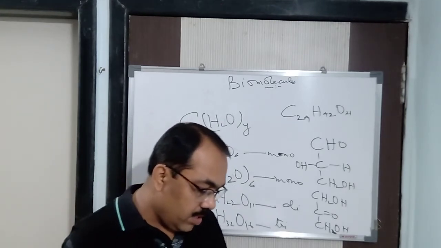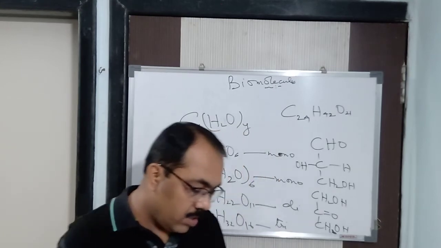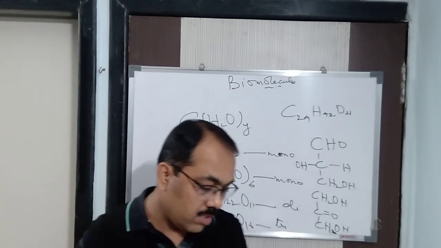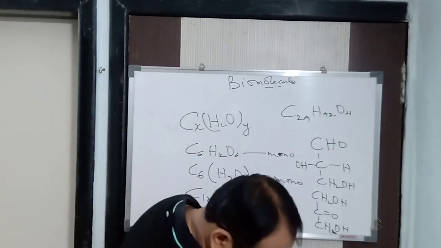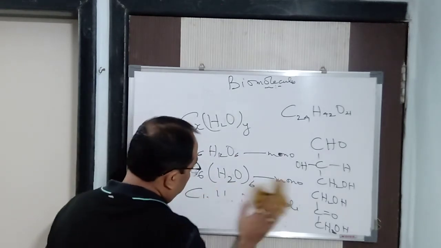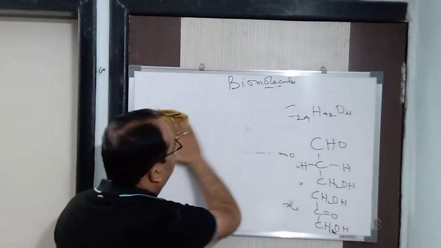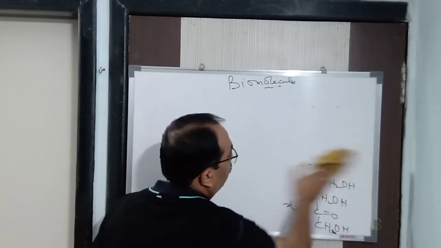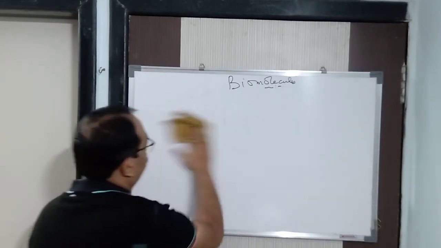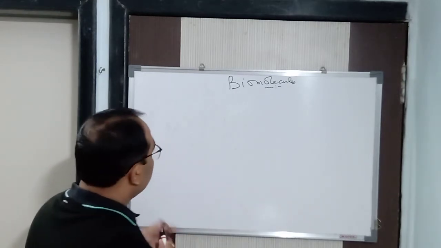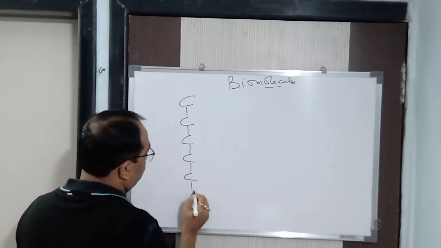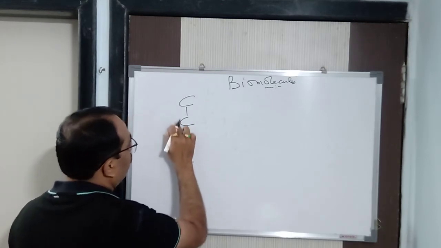Similarly, it is the same thing in hexoses, pentoses, tetroses, anything. Let me take the example of hexoses, because that is what we are concerned with in this particular chapter. That is glucose and fructose. Let us see that. First let me write 6 carbon atoms, because hexoses, no? 1, 2, 3, 4, 5, 6.